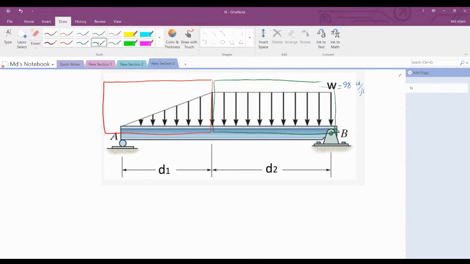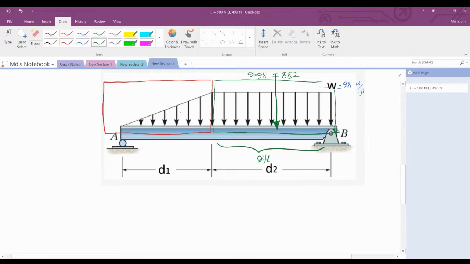Now for this rectangular portion, the equivalent load for this uniformly distributed load, if we replace it with a concentrated load, will be this 98 times this distance, which is given as 9 feet, let's say, for this problem. So 9 times 98 is equal to 882 pound.